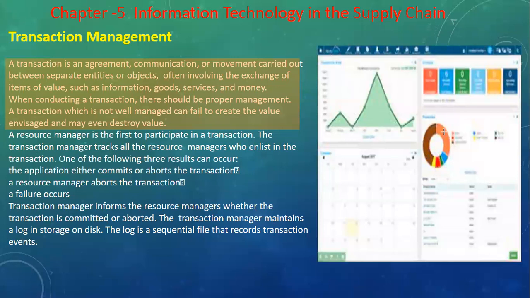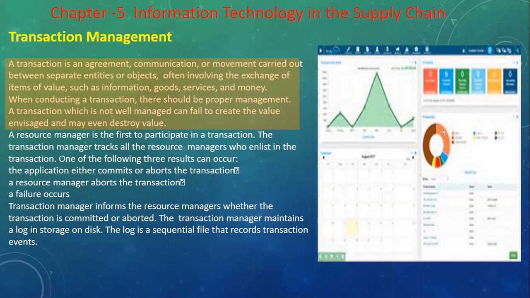When conducting a transaction, there should be proper management. For example, you receive an order. In respect of that order, you need to check with the production team, inventory team and transportation team to move these goods from the warehouse to the customer. If goods are not available, you need to check whether production of these goods is possible. So these transactions are integrated across separate entities and objects, and there should be very proper management of them.